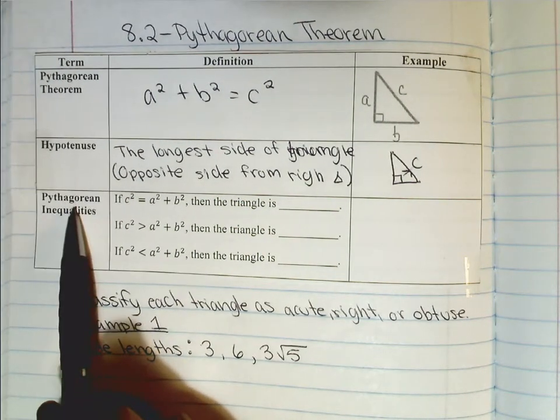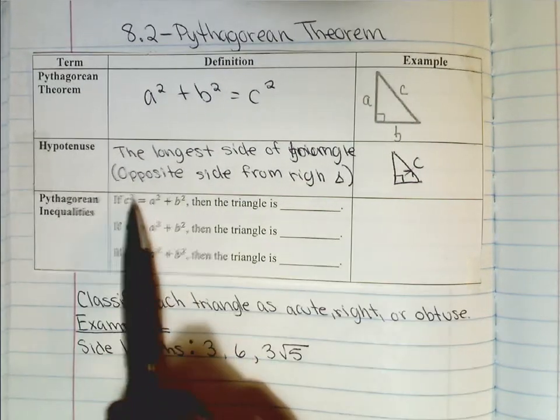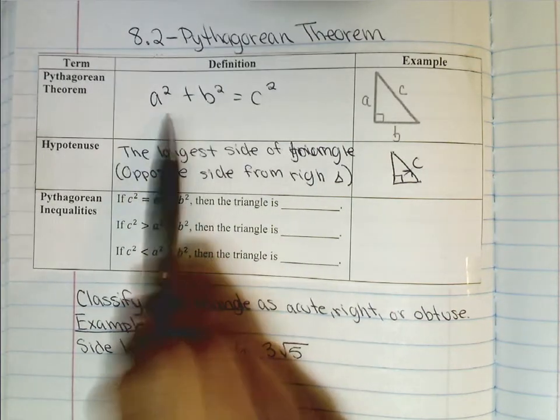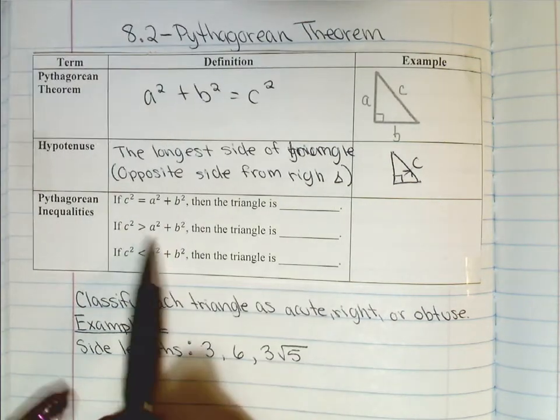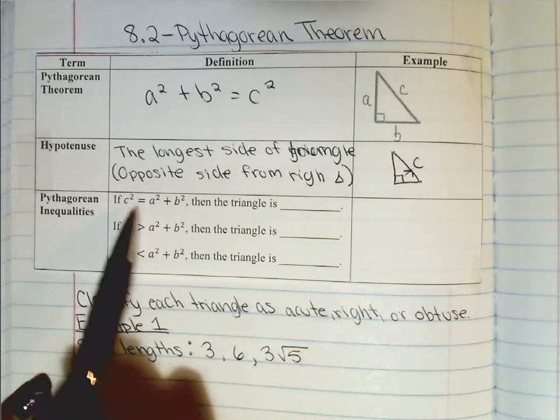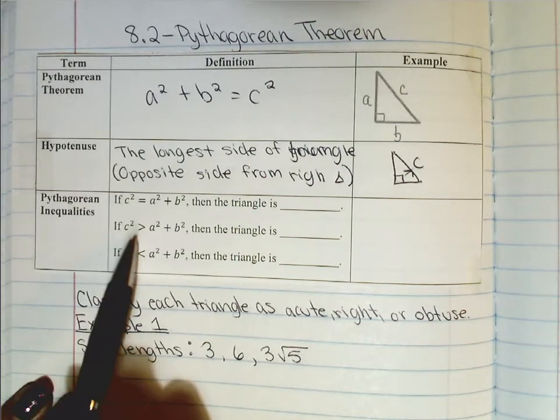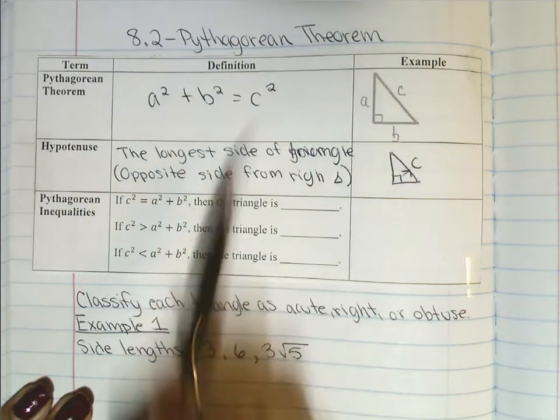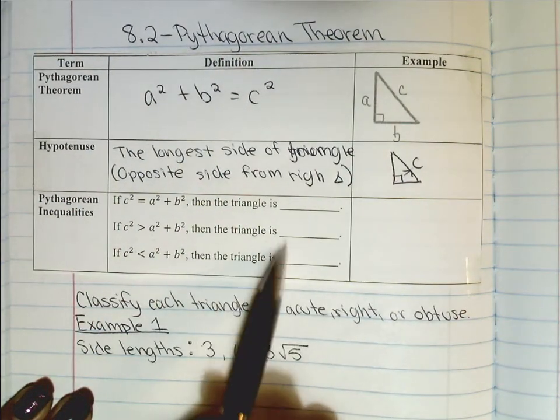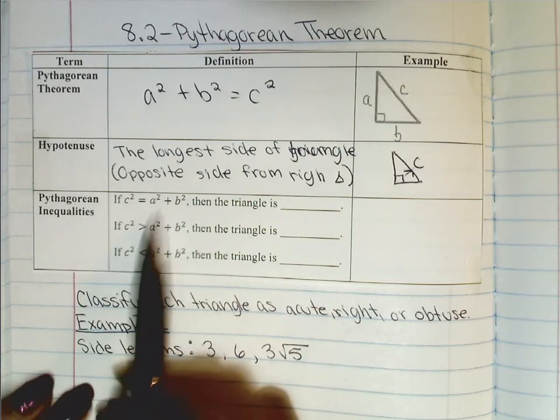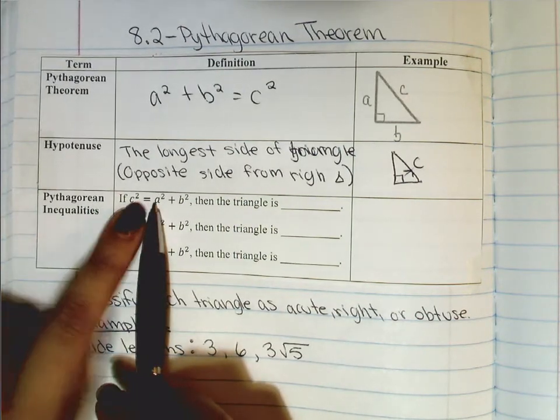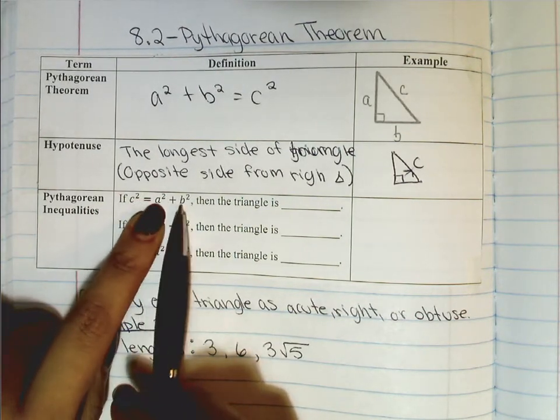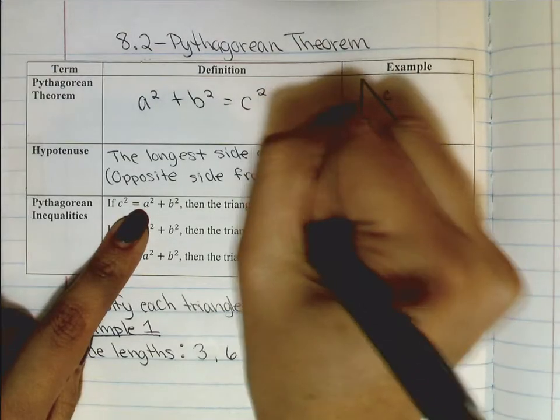And then we have Pythagorean inequalities. It's just like the Pythagorean theorem, it's just that I have inequality symbols, and the reason I write it with the c squared first instead of last like it's over here is because it's easier to remember what kind of triangle it creates. For example, if c squared is equal to the sum of a squared and b squared, then this is a right triangle.